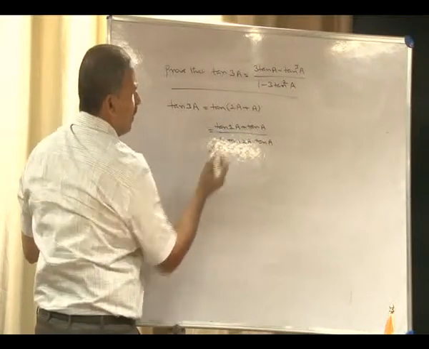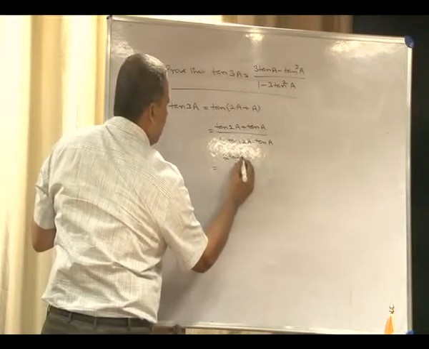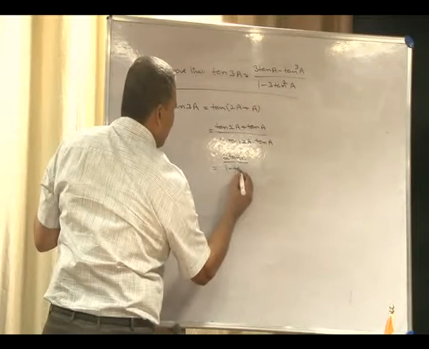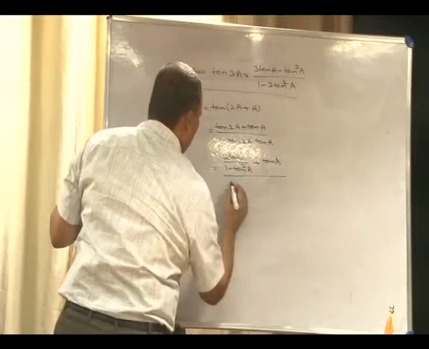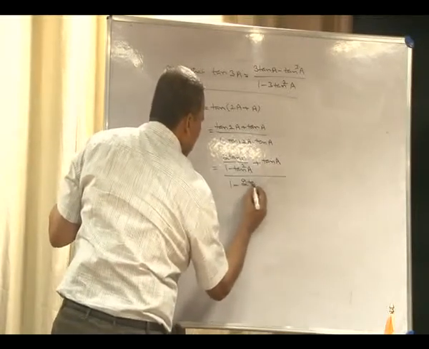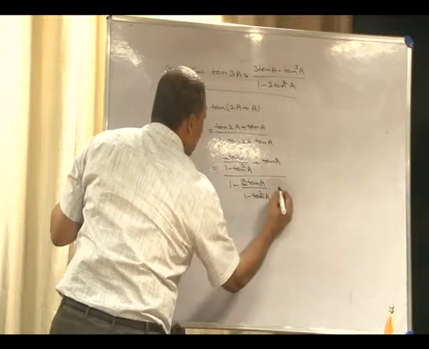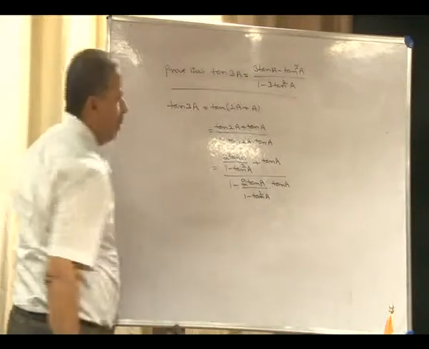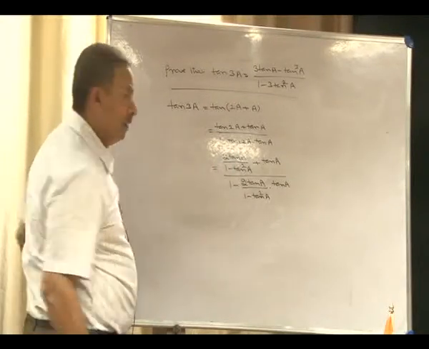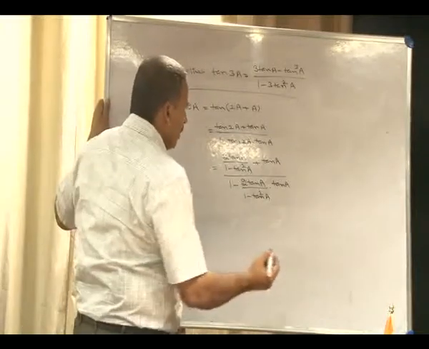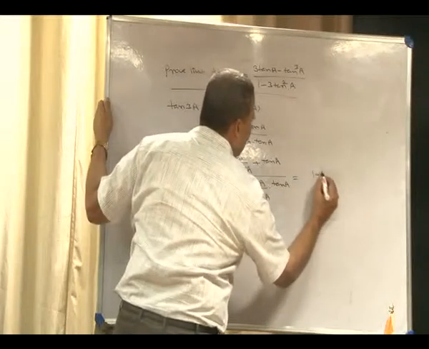Now substitute the formula for tan 2A. The tan 2A is 2 tan A by 1 minus tan square A, plus tan A, by 1 minus tan 2A, which is 2 tan A by 1 minus tan square A, into tan A. In place of tan 2A, substitute 2 tan A by 1 minus tan square A. That is equal to, the LCM of this 1 and 1 minus tan square A is 1 minus tan square A.